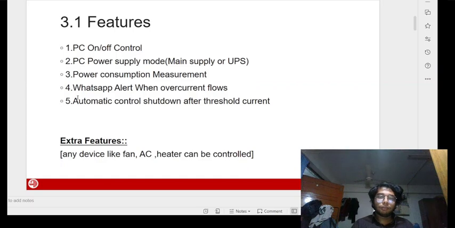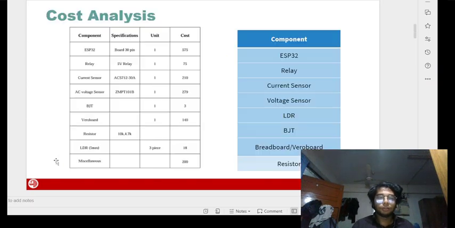Thirdly, power consumption measurement. Fourthly, WhatsApp alert when overcurrent flows, and the threshold can be set by the respective user using the app. And fifth, automatic control shutdown after threshold current. Extra features: any device that is connected to the AC lines via our device can be remotely turned on, off, and monitored as well, not only just PC.